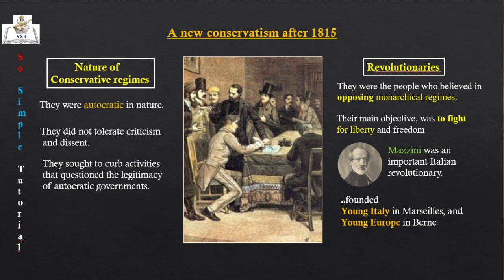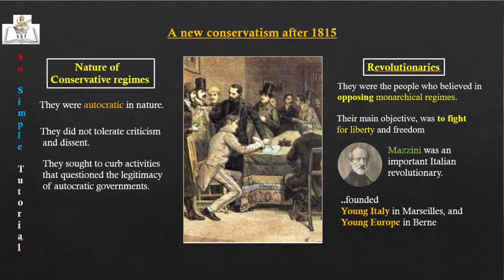What was the nature of this regime? They were autocratic in nature. They did not tolerate criticism and dissent. They sought to curb activities that questioned the legitimacy of autocratic government. Most of them imposed censorship laws to control what was said in newspapers, books, plays and songs and reflected the idea of liberty and freedom associated with the French Revolution. Understood? Let us now discuss the revolutionaries.